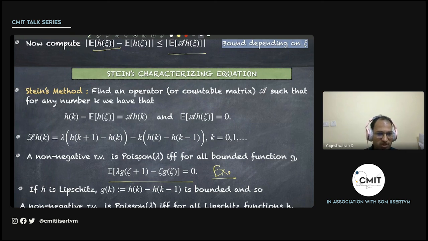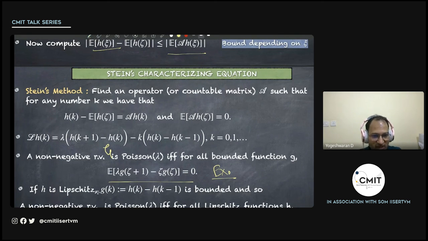For any bounded function G, and a non-negative random variable zeta, zeta is Poisson lambda if and only if this equality is true for all bounded functions. You can check that this is true only for Poisson.